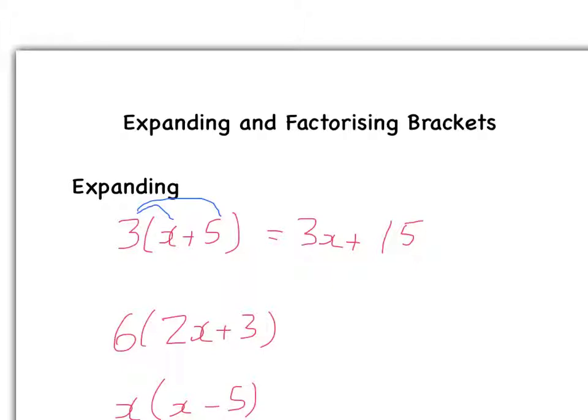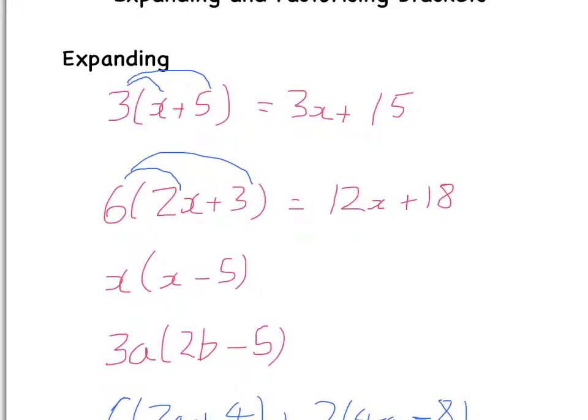Let's have a look at another example like this. So we're going to multiply the inside of the bracket by this 6 outside the bracket. So we're going to do 6 times 2x, which is 12x, and we're going to do 6 times 3, which is 18. So what you're doing is you're multiplying everything inside the bracket by the value outside the bracket.